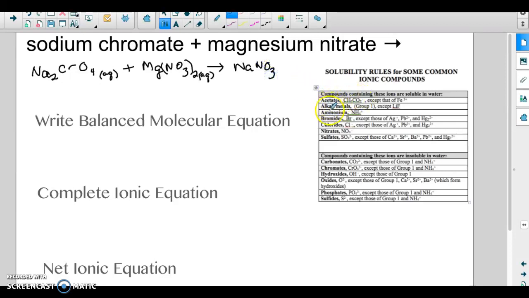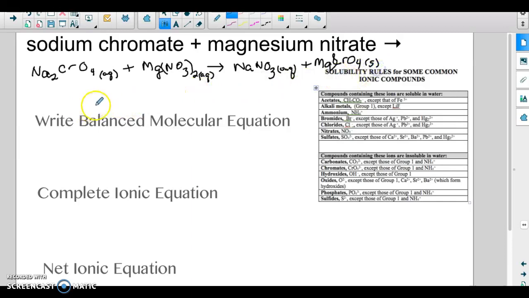Sodium nitrate, you can see that nitrates are always soluble. So this one would be AQ. And then our other compound is magnesium chromate. And when we look at chromates, they're insoluble except for if they're in with a group 1 element or ammonium, and this isn't. So this would be our precipitate.